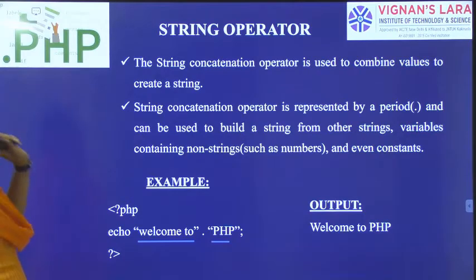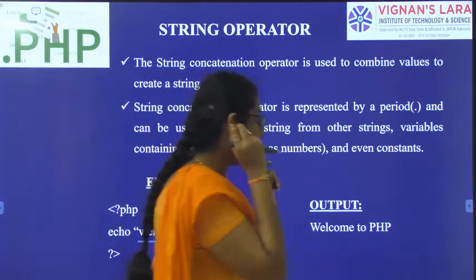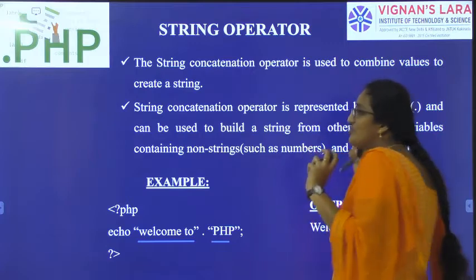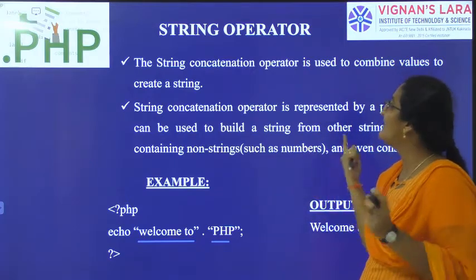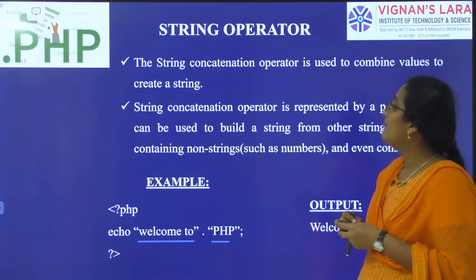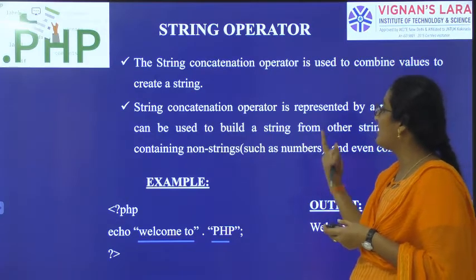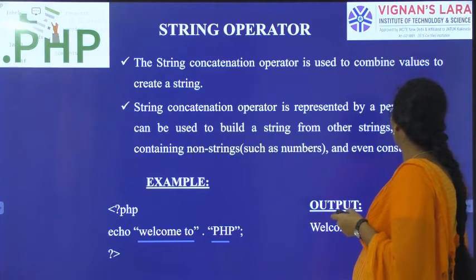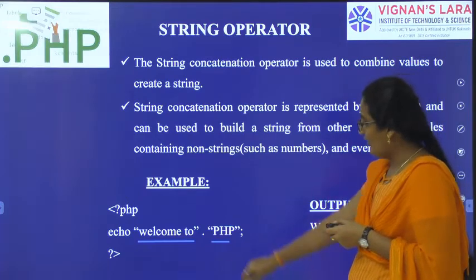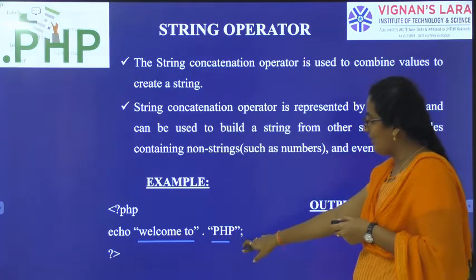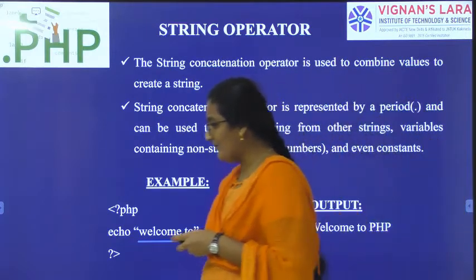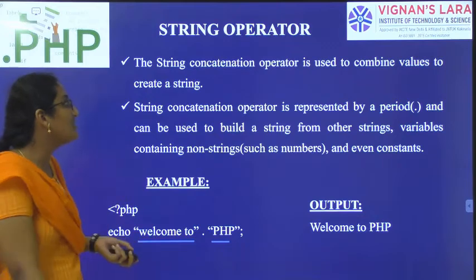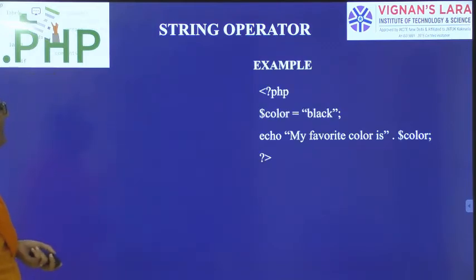As simple, string operations can be string addition, string concatenation, string deletion, counting the length of the string. All these will come under string operations only. But important string operation is string concatenation, which can be done with the help of the period symbol. So I am having two strings like welcome to and PHP, so that I want to get the single output as welcome to PHP after string concatenation. Let us see the example.